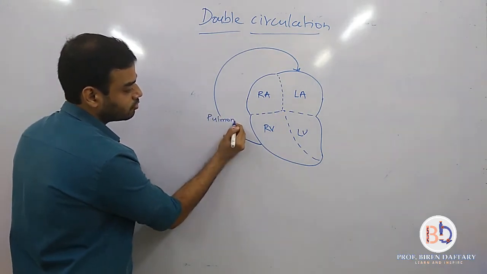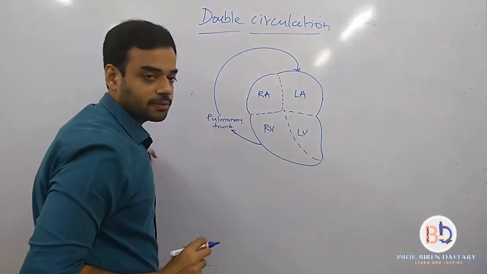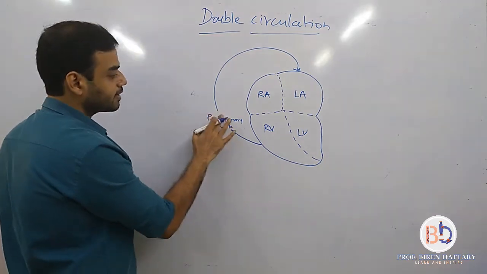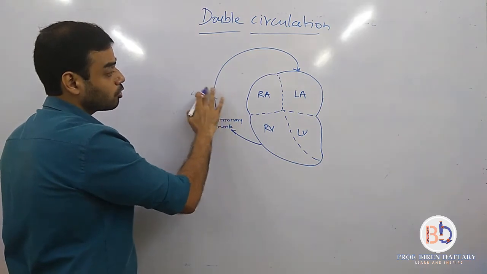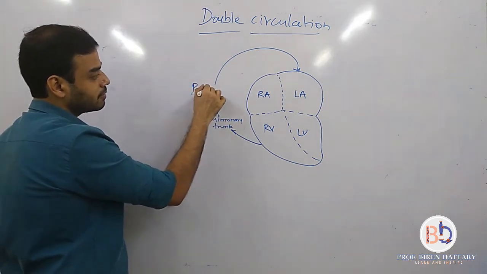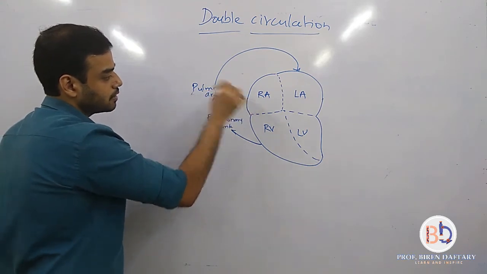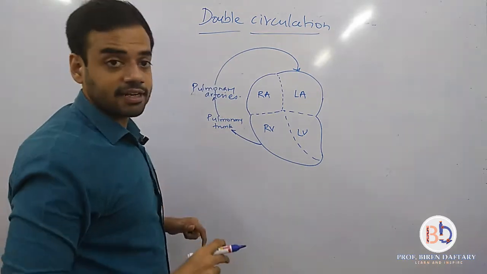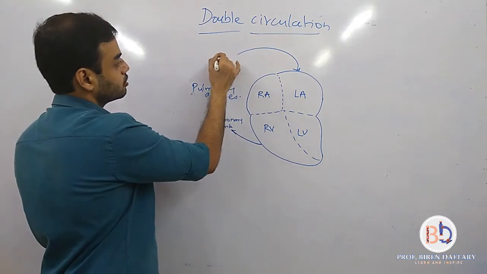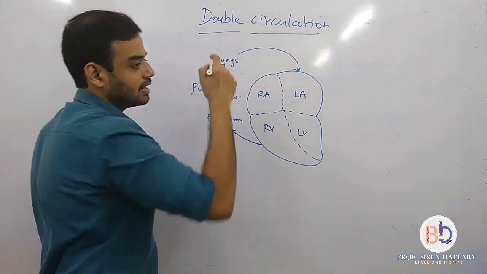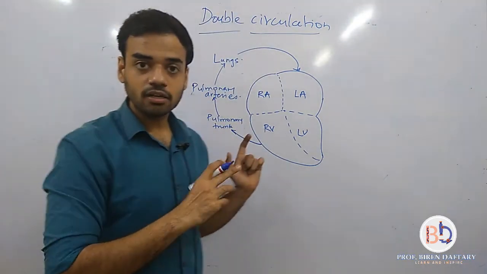Okay, so I am writing over here pulmonary trunk. Pulmonary trunk is that part which is over here. Then from pulmonary trunk it will enter into which part? Pulmonary artery. Do you remember this? 2 pulmonary arteries are present. Then from the pulmonary arteries it will enter the lungs. So here I will write down the lungs. Left pulmonary artery, left lung. Right pulmonary artery, right lung.